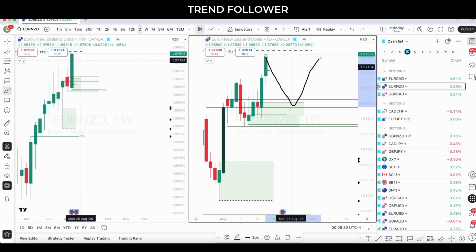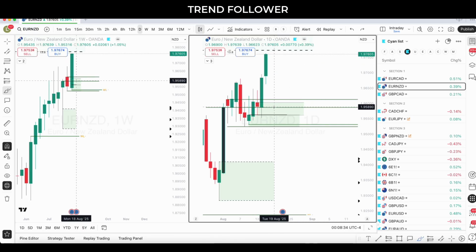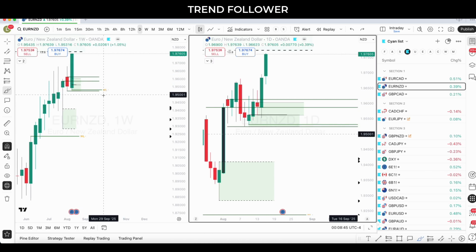So I think something like this and this can happen. I really, really doubt it if it's really weak to break this low, but I really doubt breaking this low if I just look at this price action.